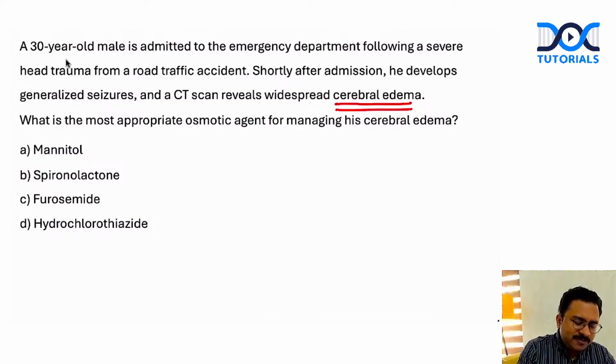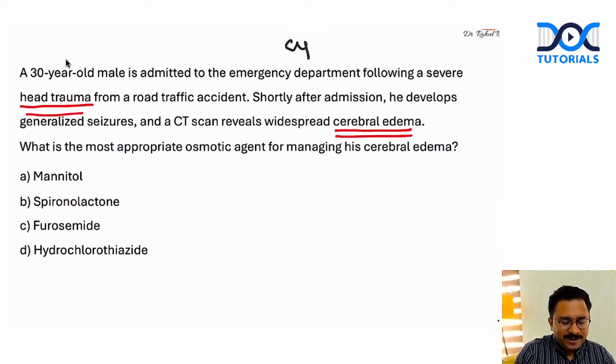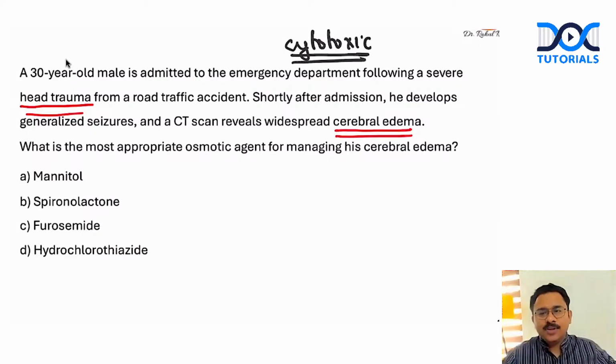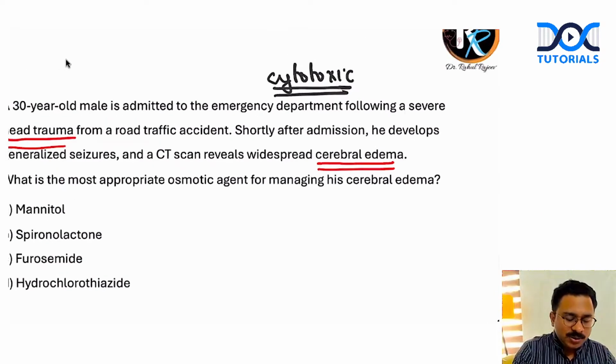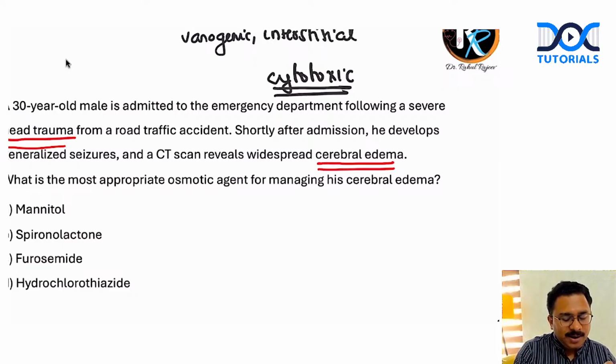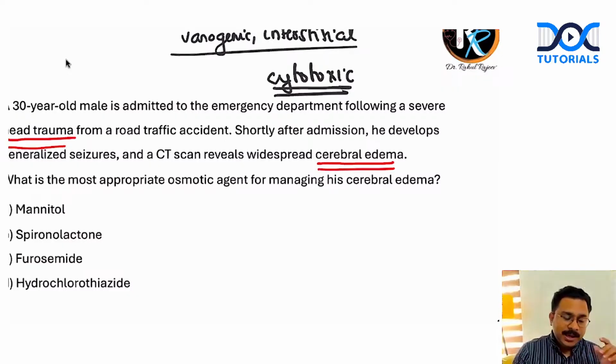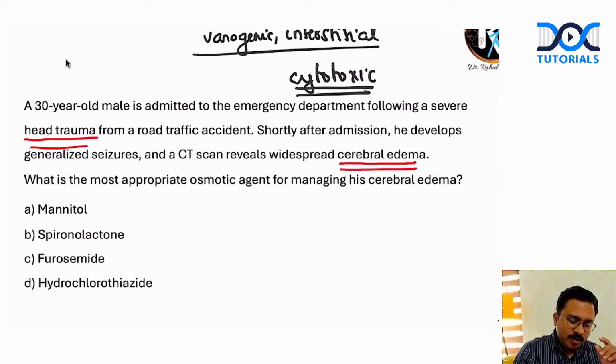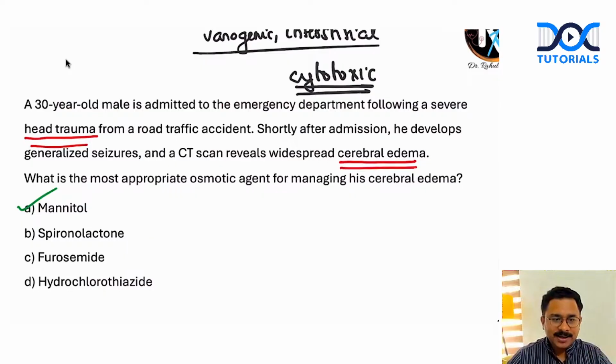So usually after a head trauma, intracranial bleed, stroke, the cerebral edema, after these road traffic accidents, is usually a cytotoxic edema. Okay, because there are three types of cerebral edema: cytotoxic, vasogenic, interstitial. Following a head trauma and some sort of a cerebral contusion, you get cytotoxic edema. And the most appropriate agent for managing the cerebral edema, that is cytotoxic edema, is mannitol. That's the answer, option A.